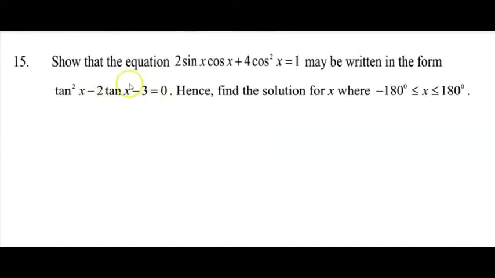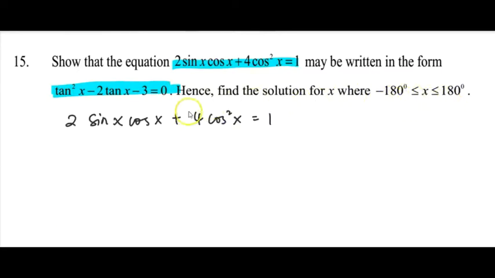This is the last example in the video. I need to show that this equation may be written in the form of tangent squared x, meaning that this is a quadratic form, and hence find the solution for x, where x is from -180 to 180.